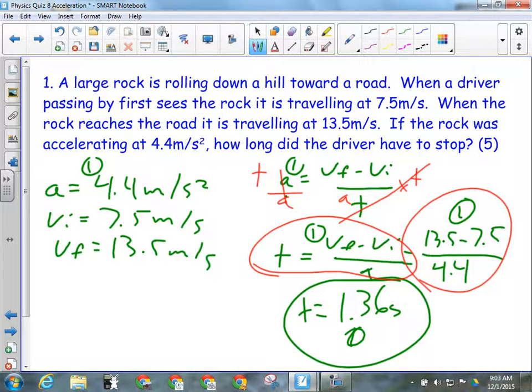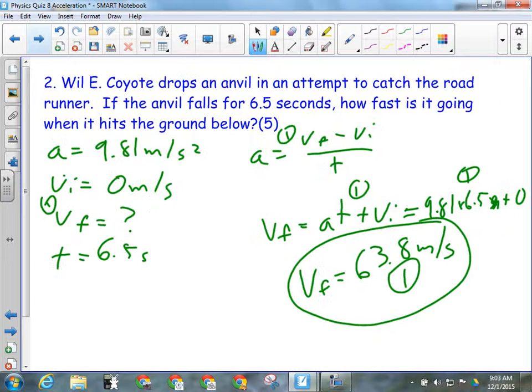All right. Moving on to the second one. So Wile E. Coyote drops an anvil in attempt to catch the roadrunner. If I drop something, how fast is it going at the beginning? 0. It's a little trick, okay? If you drop something, like right now, I'm holding this pen out. How fast is it going? 0, and it'll be going 0 when I let it go too. At least for that instant when I first let it go.